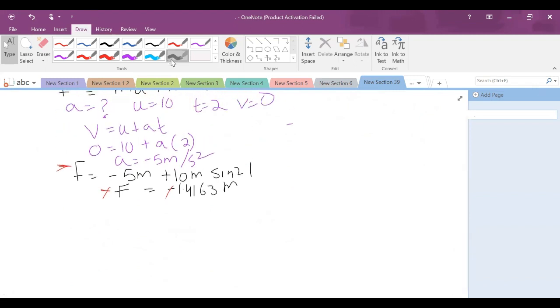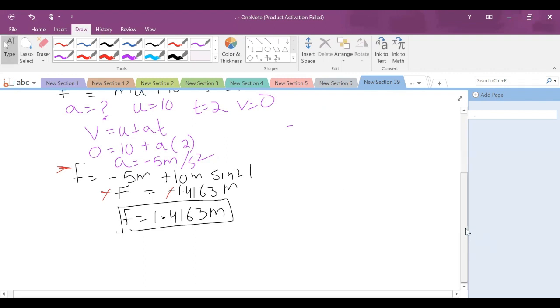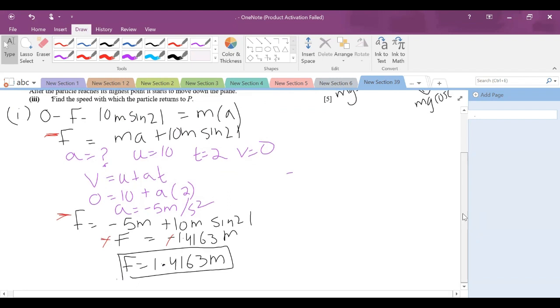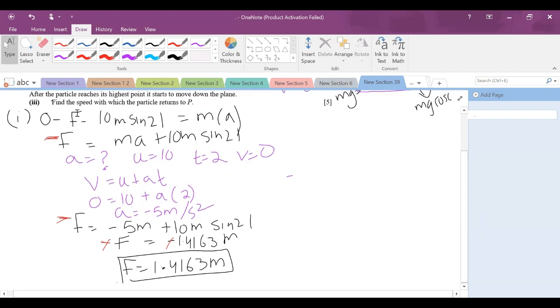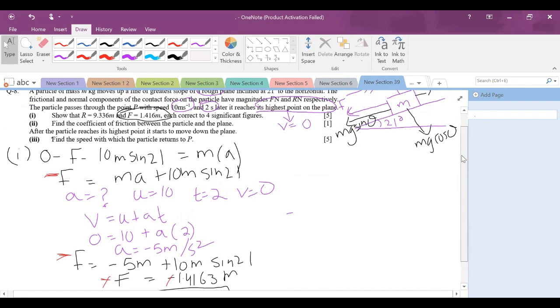Okay, so F should be equals to 1.4163 m. Okay, thank you. All right, so F is found. ठीक है, यहाँ पे I kept minus F here, and apparently I moved 10m sine 21 to the other side. So the minus F रहा मेरा. वैसे इसको पॉजिटिव करना चाहिए था, तो इन दो को नेगेटिव कर लेना चाहिए था. But anyway, आ गया F.